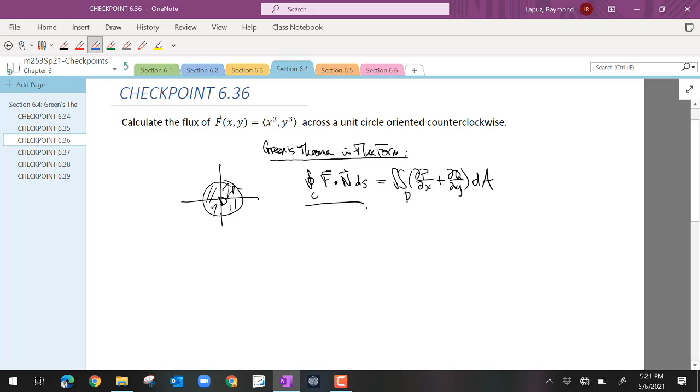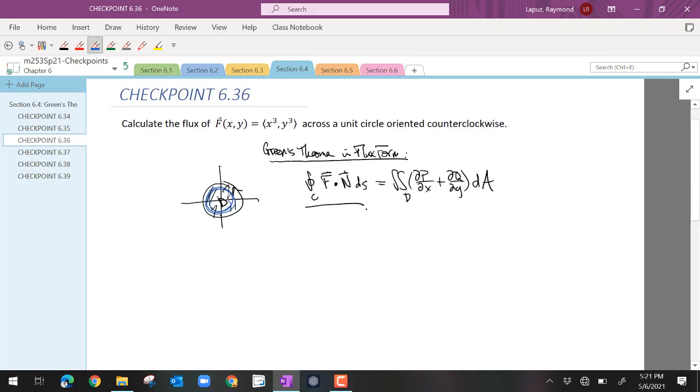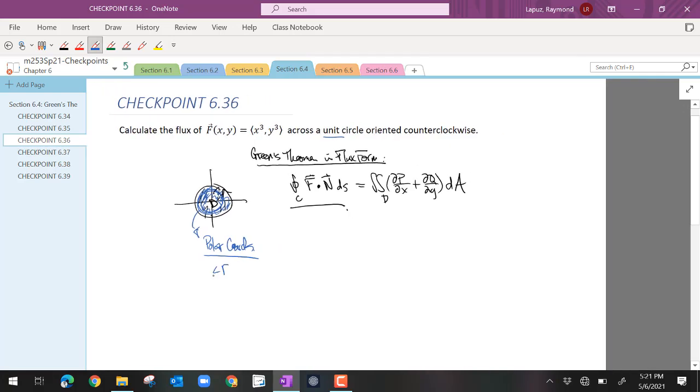So we need a few things. We need to parameterize, or figure out how this region D looks. And since this is a circle, I would be interested in using polar coordinates. In polar coordinates, this is a unit circle, so r is just going to go from 0 to 1, and our theta goes all the way around from 0 to 2 pi.